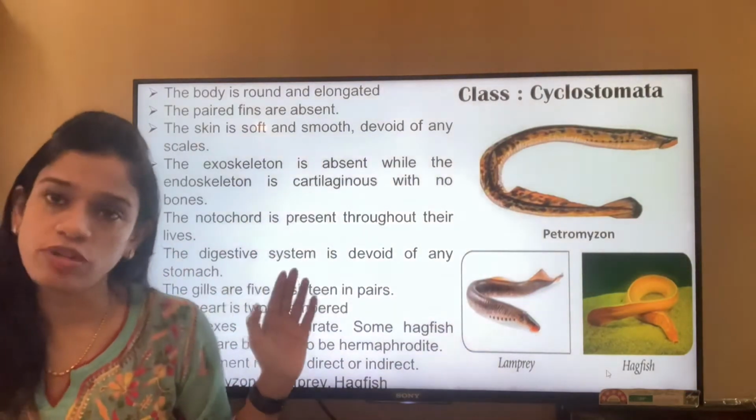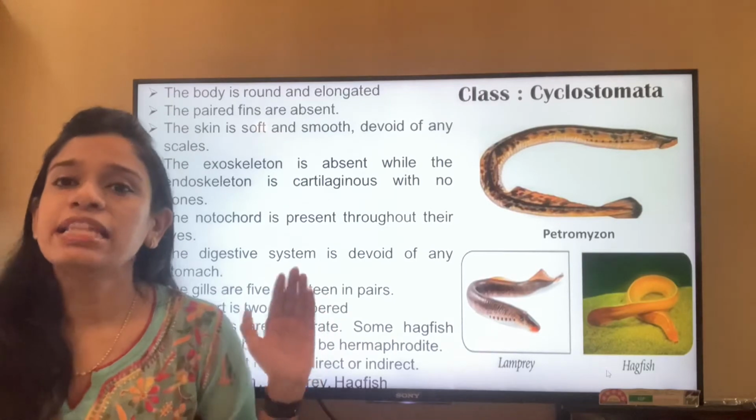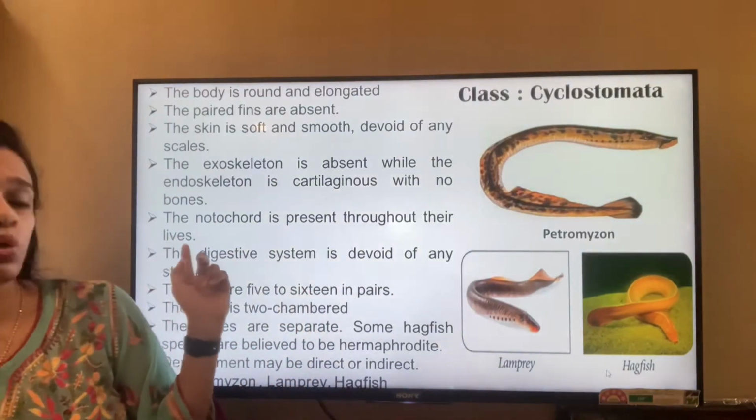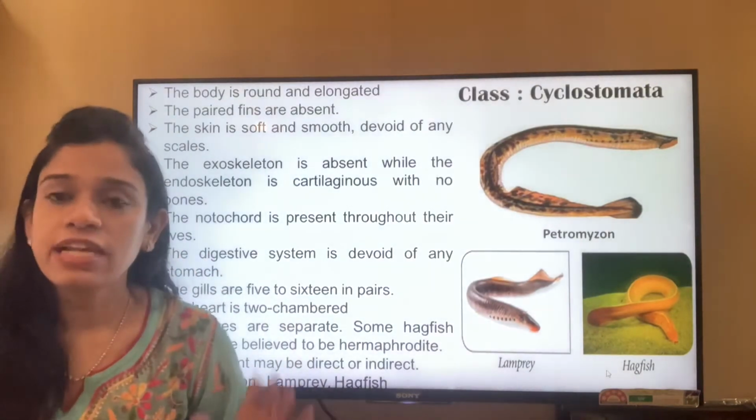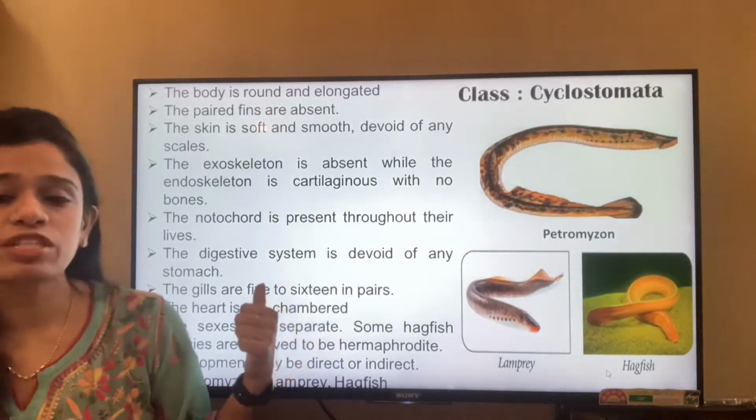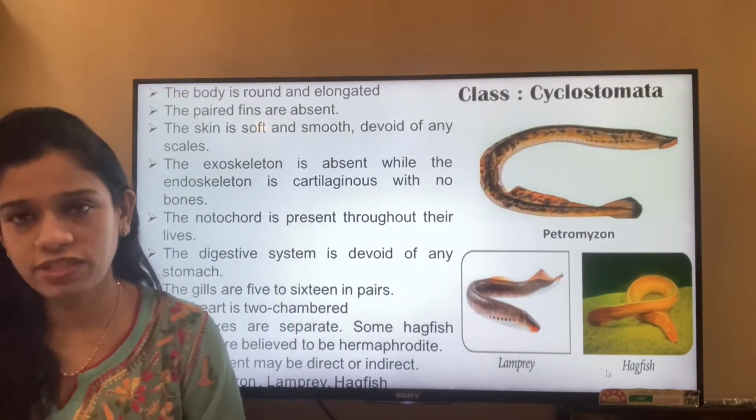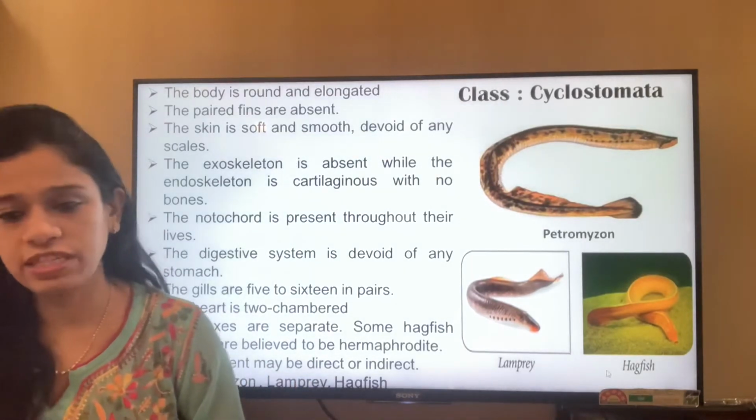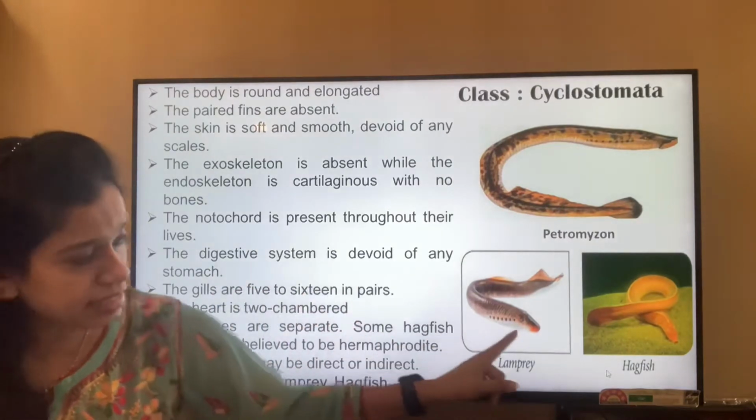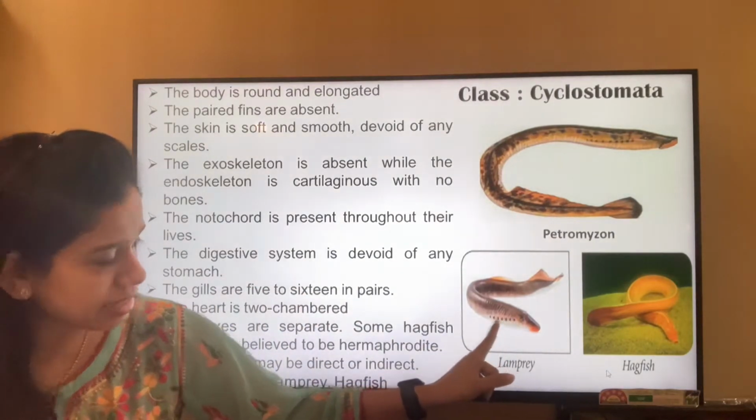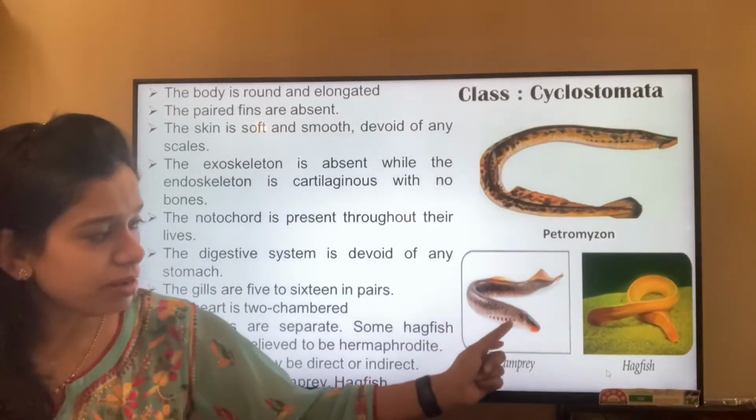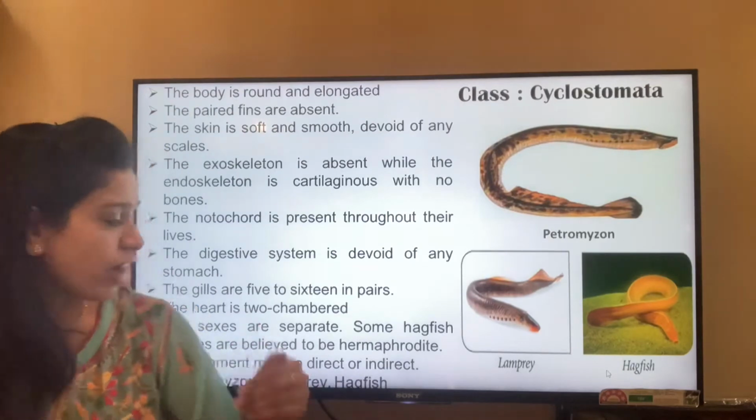Obviously, they have the notochord, because they are still the first class of the vertebrates. They have the notochord throughout their lives, just like the Protochordata. The digestive system is devoid of any stomach. They do not have a stomach, but they have a digestive system. The heart is two-chambered, and they also have gills. The gill slits are there. We can see here the gill slits are there. They are 5 to 16 in pairs, on both sides. The number varies from 5 to 16.